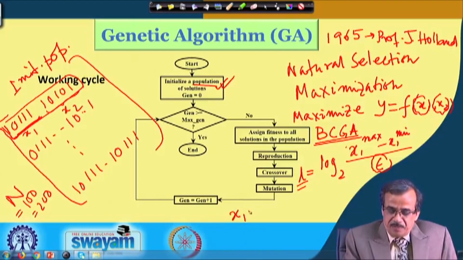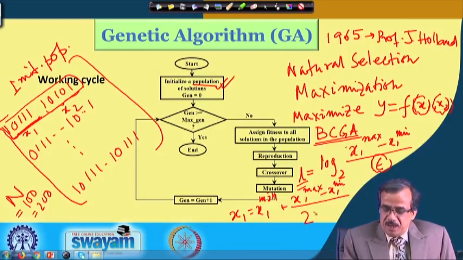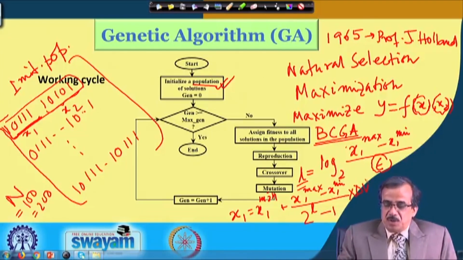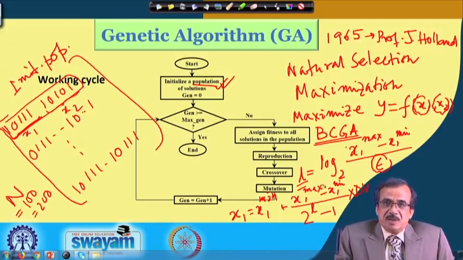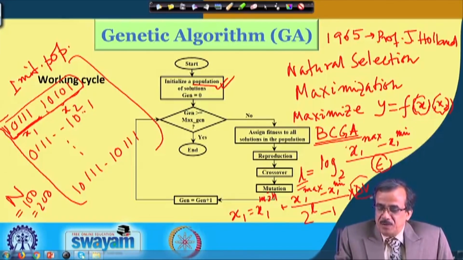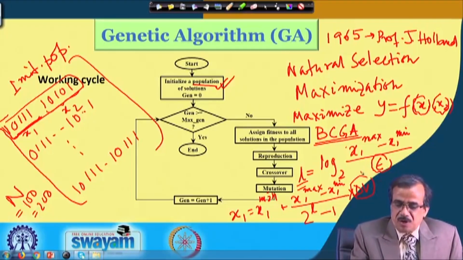x 1 real value is nothing but x 1 minimum plus x 1 maximum minus x 1 minimum, divided by 2 raised to the power L minus 1, multiplied by the decoded value. Now, x 1 minimum and x 1 maximum will be supplied. L is the number of bits to be assigned to represent x 1. Now, we will have to find out this decoded value. Determining the decoded value is not difficult.